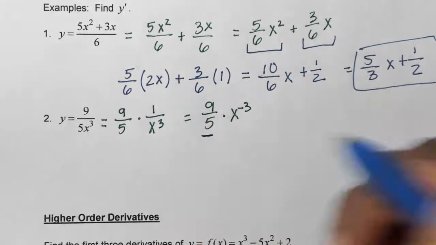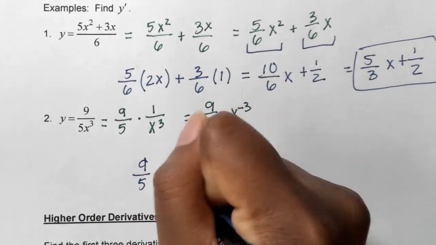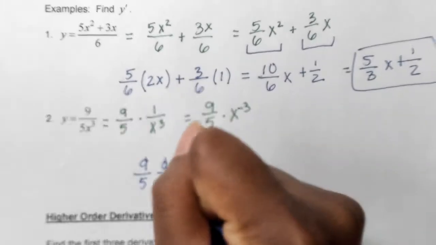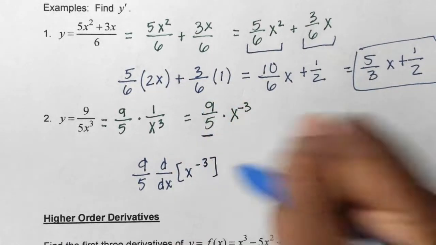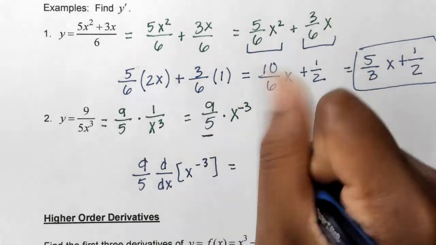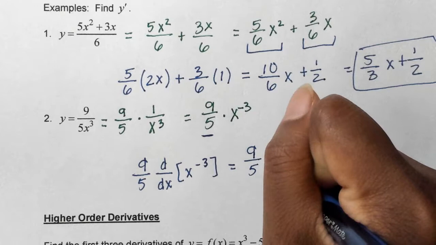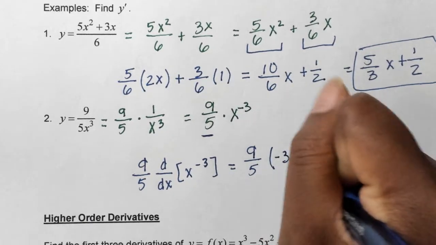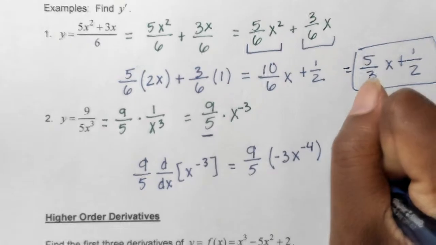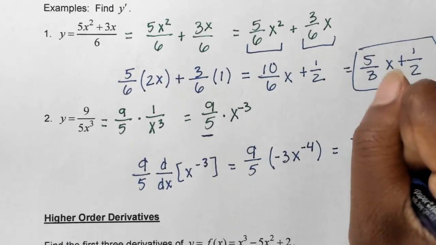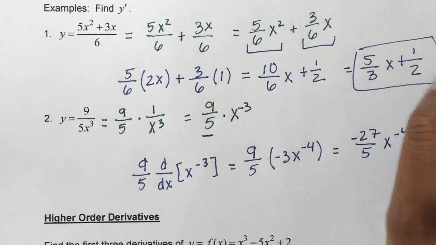So here we have a constant, so we'll pull out the constant 9/5, and then we'll take the derivative d dx of x to the negative 3, which will lead us to 9 over 5 times negative 3x to the negative 4th. And when we simplify that, we get negative 27 over 5 x to the negative 4th.